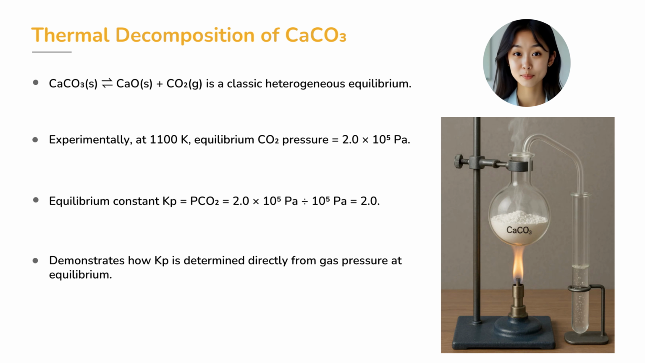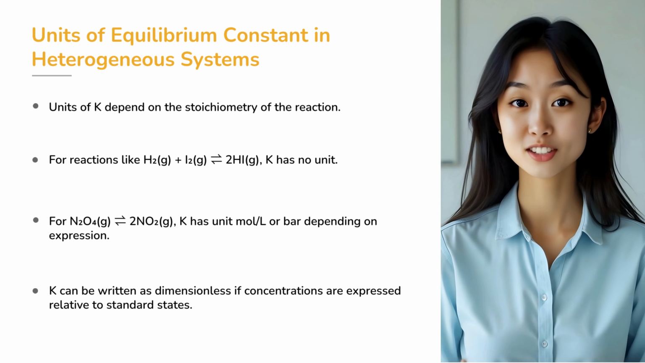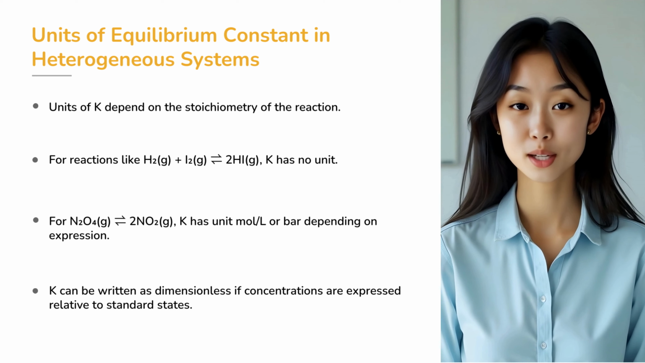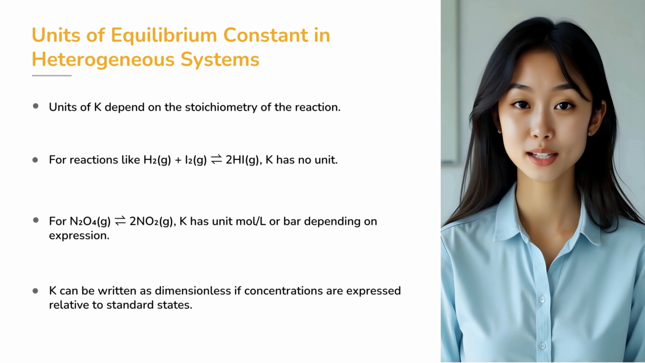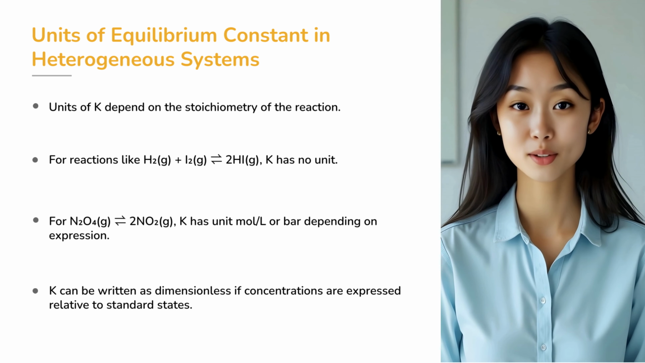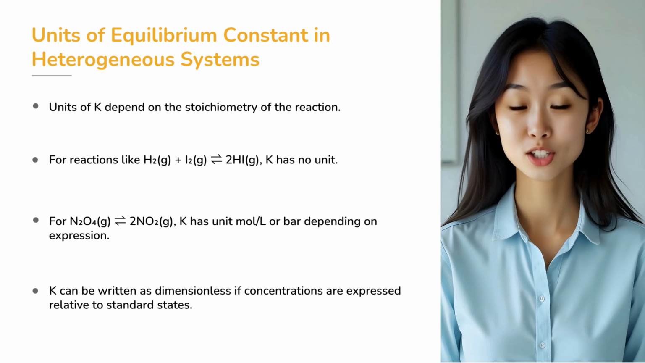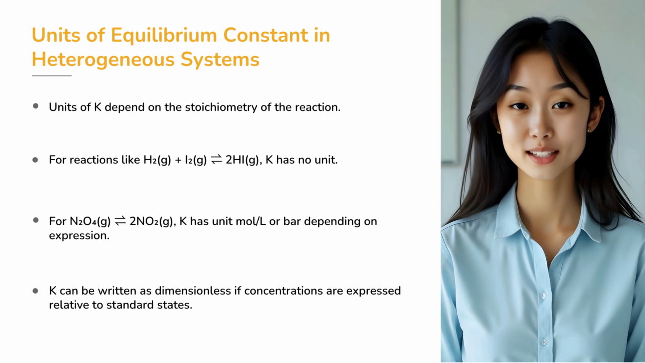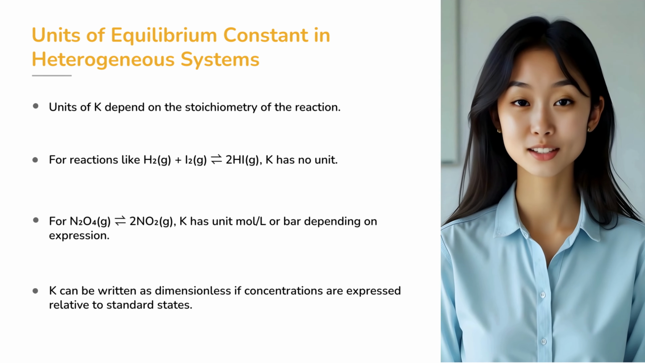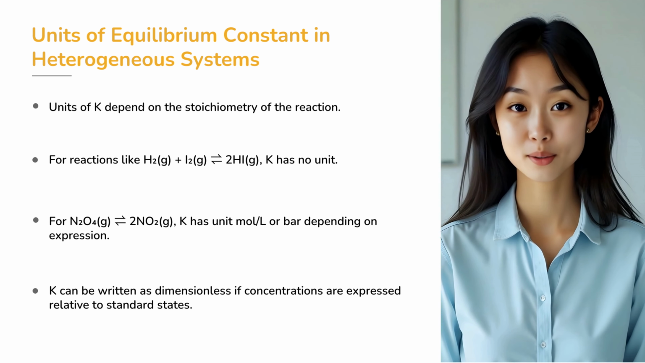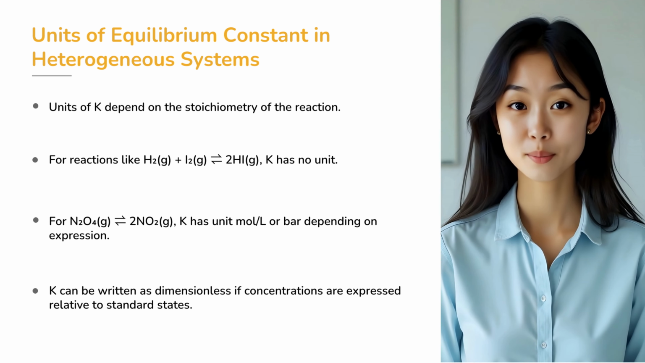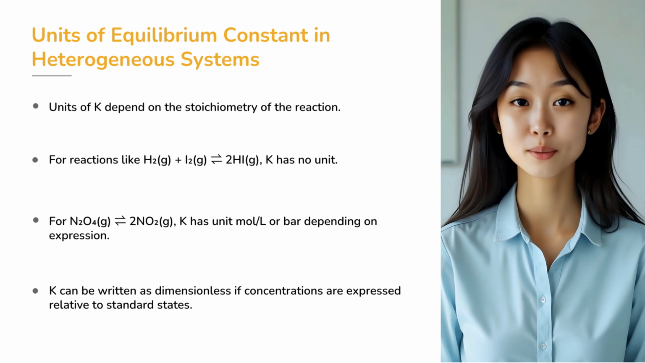This shows how simple heterogeneous equilibria can be when only one gaseous component is involved. Another interesting aspect is the units of equilibrium constants. They depend on the stoichiometry of the reaction. For example, for hydrogen gas plus iodine gas giving 2 hydrogen iodide gas, written as H₂ gas plus I₂ gas gives 2HI gas, the constant has no units because the mole ratios balance out.